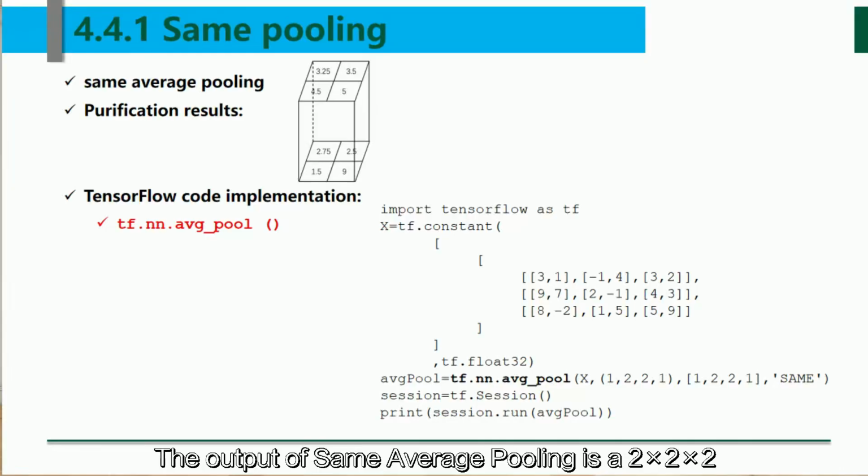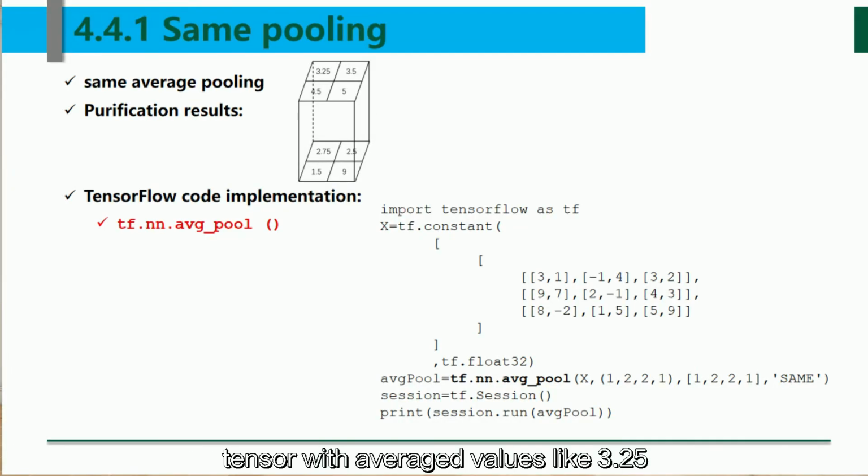The output of same average pooling is a 2 multiplied by 2 multiplied by 2 tensor with averaged values like 3.25, 3.5. To implement this, we use TensorFlow's tf.nn.avg_pool. The parameters are identical to max_pool, just the function name changes. The code on the slide defines input x and runs avg_pool, outputting the averaged results.